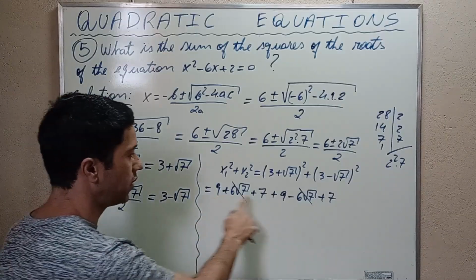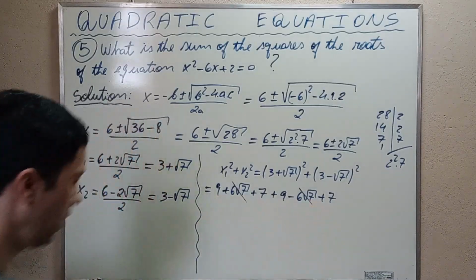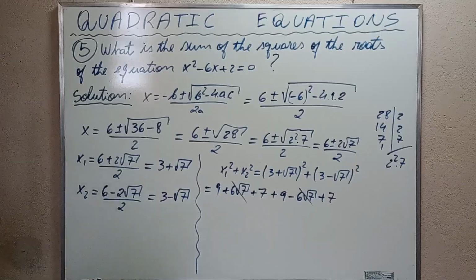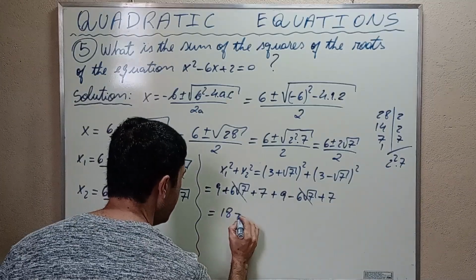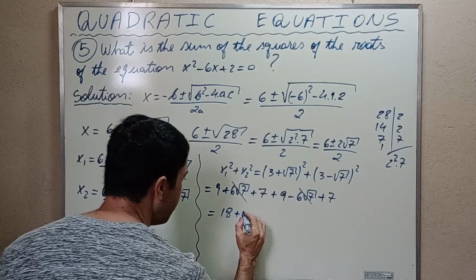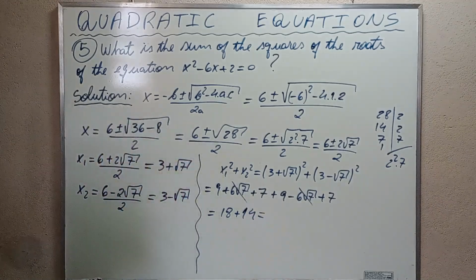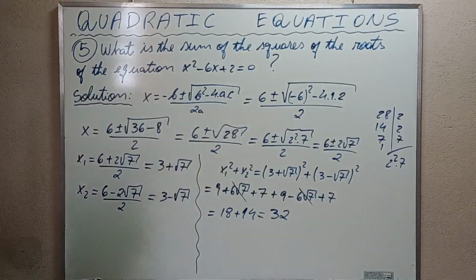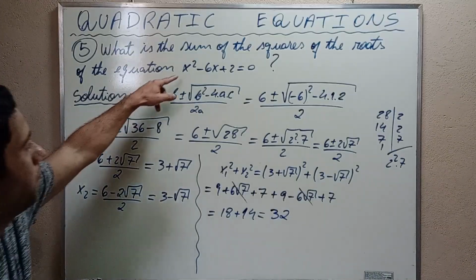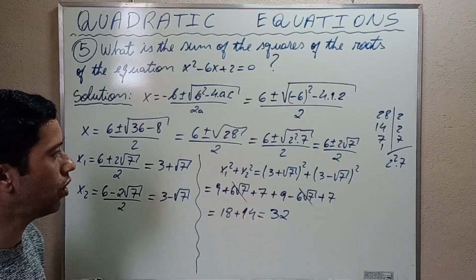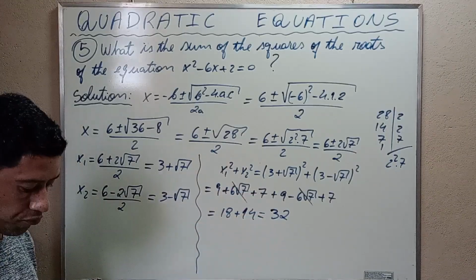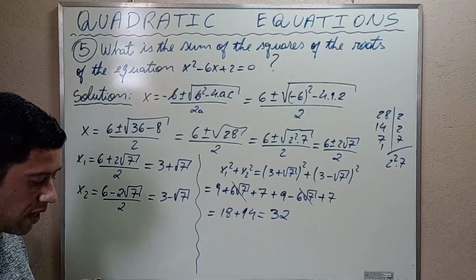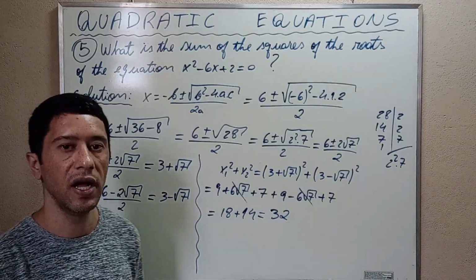We have 9 plus 9 and 7 plus 7. 9 plus 9 is 18. 7 plus 7 is 14. And this is equal to 32. Thus, the sum of the squares of the roots of this equation here is 32. Alright, my friends, easy, isn't it? What do you think? Alright, and this is all for exercise number 5. Let's go to the next.